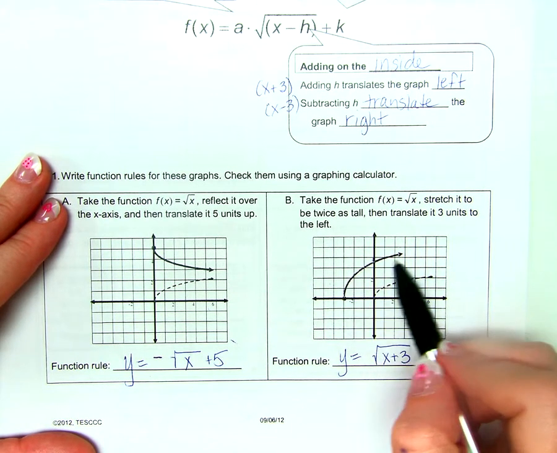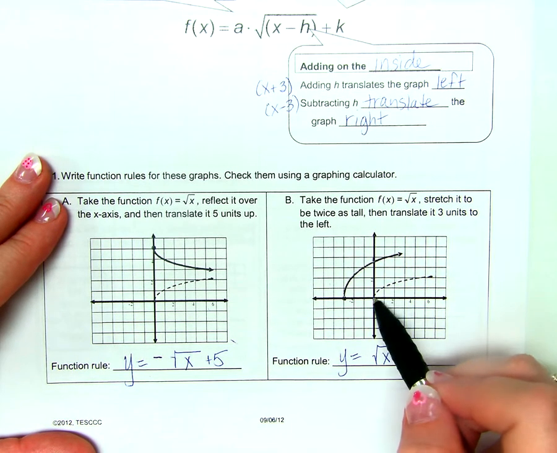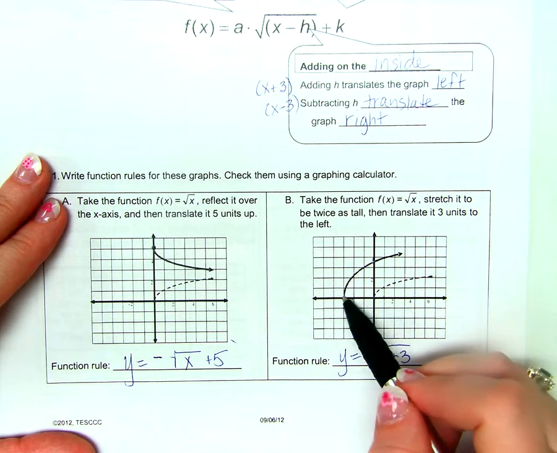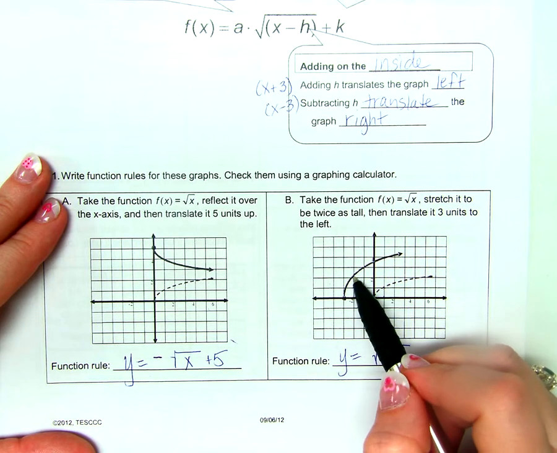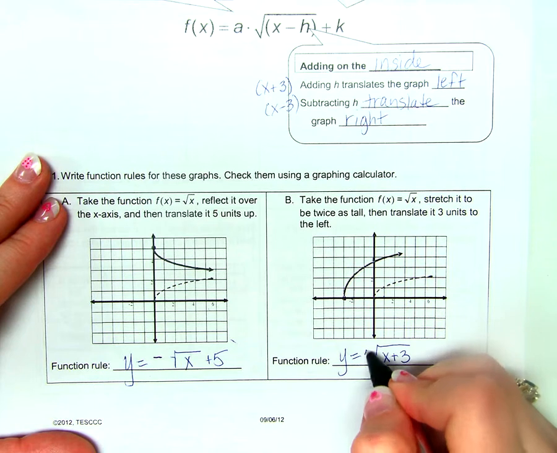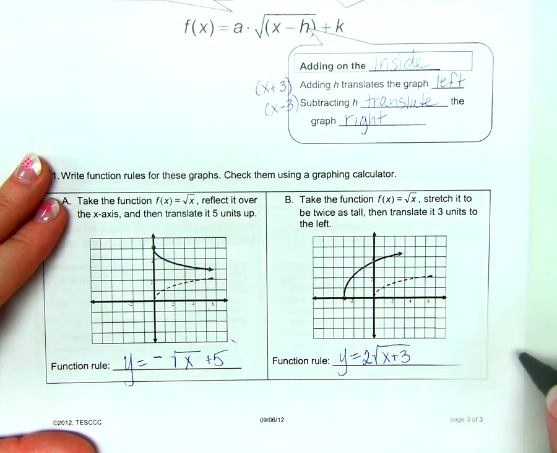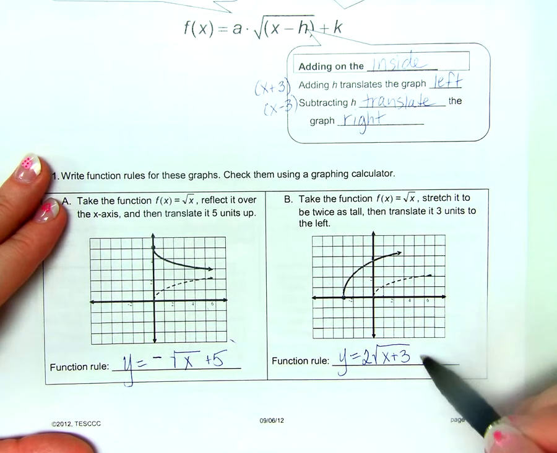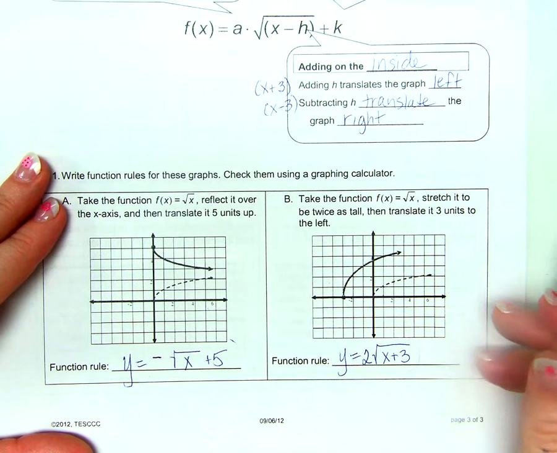Now, how much did it stretch? Normally I go over 1, up 1. This time I went over 1, up 2. So how much further up is it than it was before? It's twice as far up as it was before. No other transformations took place, so that's the function rule.